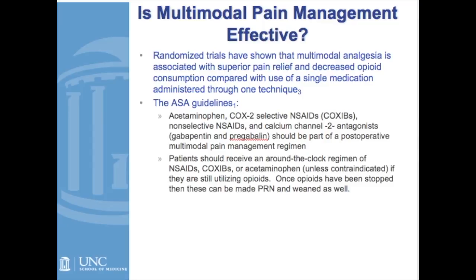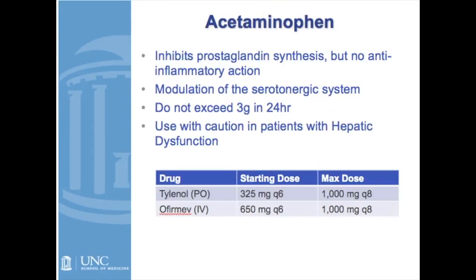Additionally, unless contraindicated, patients should receive a round-the-clock regimen of NSAIDs, COX-2 selective NSAIDs, or acetaminophen if they are still using opioids. Once the opioids have been stopped, these can be made PRN and weaned as well. The following slides are specific to drug therapies. Acetaminophen is a basic drug that is often underutilized. The dosing is listed on this slide.